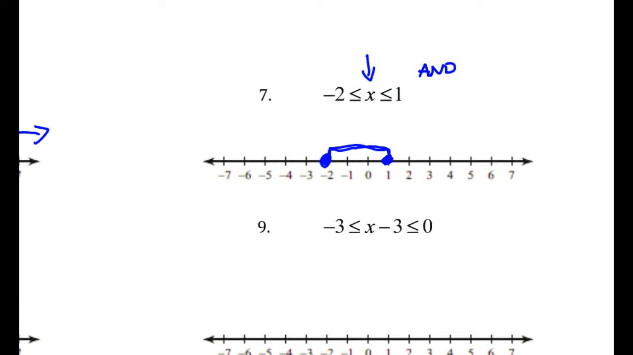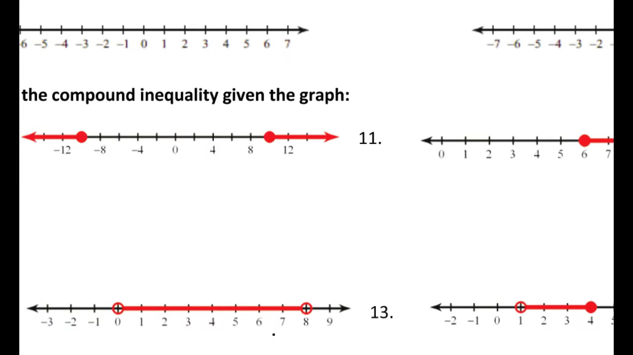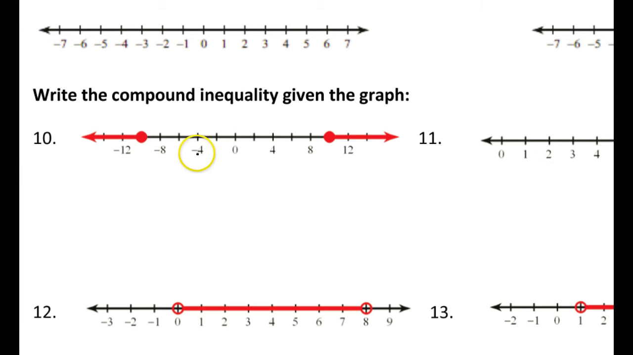And of course, when you get down to here, you want to be able to look at the graph and come up with inequalities. So number 10, is this an AND or an OR? That's an OR, because you know the graphs are going away from each other. So that's 1 point just for having the right word. And then you come up with the 2 inequalities.